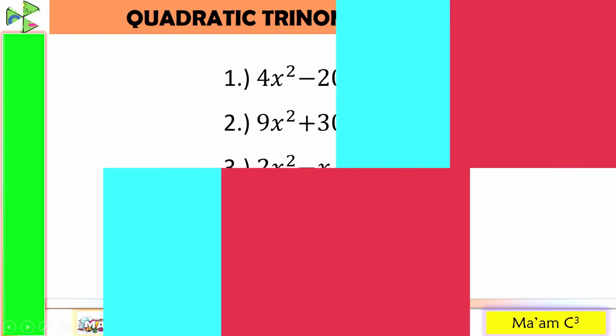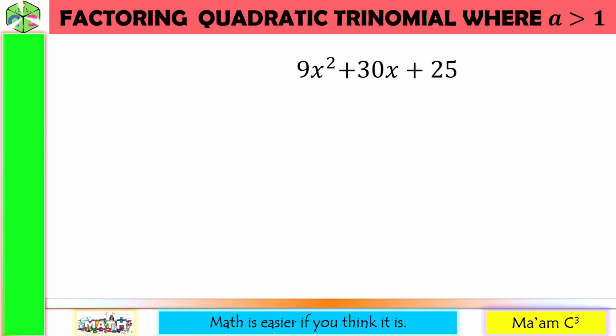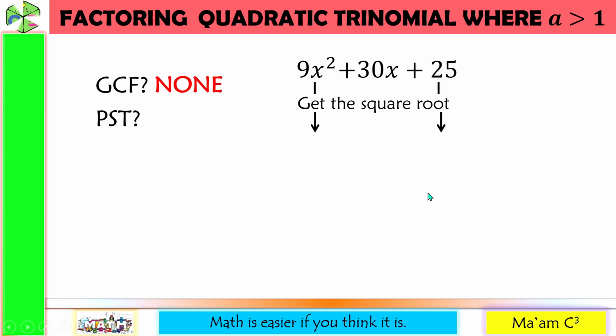So how do we factor a quadratic trinomial where a is greater than 1? Let us take this for instance. Again, as a rule of thumb, we have to ask ourselves, is there a GCF? Is there a common factor for 9, 30, and 25? There is none. Second question, since this is a trinomial, let us determine if it is a PST, perfect square trinomial. To do that, we're going to determine the square roots of the first and the third term. The square root of 9x squared is 3x. The square root of 25 is 5.